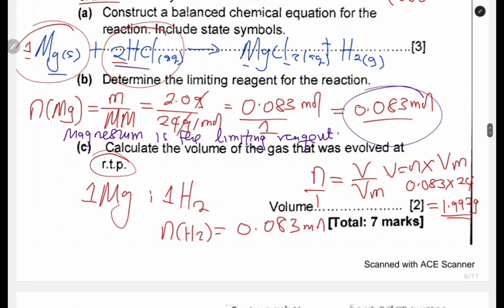Okay, so that is how you know. Why am I putting gram for volume? So it will be, let me just bring it here, 1.992 decimeter cubed. That is the volume. Okay.